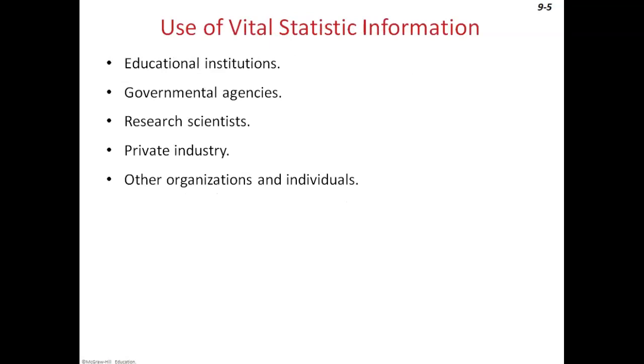Vital statistic information is used by educational institutions, governmental agencies, research scientists, private industry, and other organizations and individuals. They are useful for tracking population composition and growth, measuring educational standards, monitoring communicable diseases, and other community and environmental health problems. Healthcare personnel play an important role in collecting and recording this health data. Therefore, it's important to know the correct methods and procedures for reporting this public data.